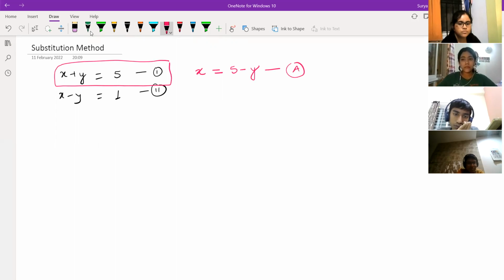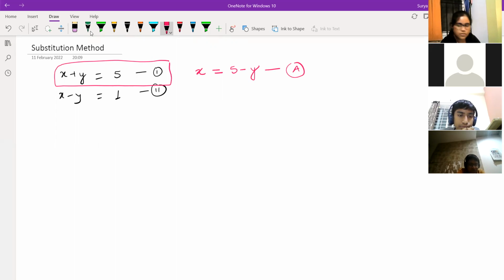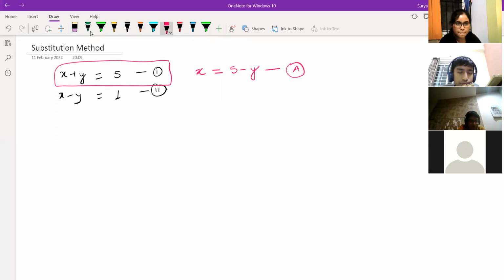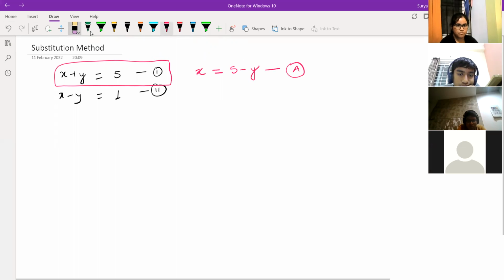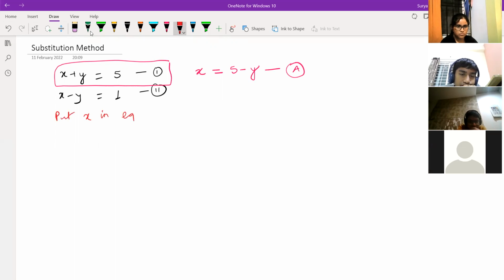X we take and everything we send on the right hand side. It's clear to everyone? Yes, sir. Now the x value we are going to put in the second equation. Never put this equation again in this equation only. Remember this. You have to put it in the second equation only.